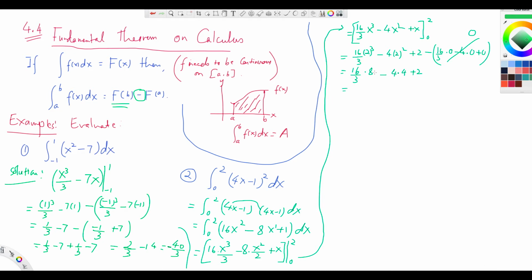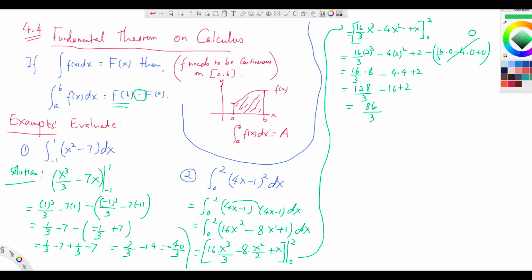So 16 times 8 is how much? You can use a calculator. It is 128. Divide by 3 minus 16 plus 2. So if you simplify this, you will get 86 over 3. This is what you get.